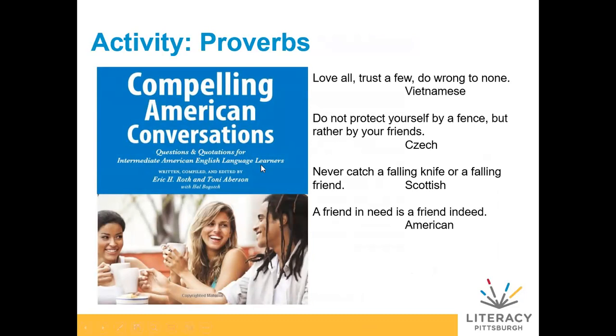Okay. Another activity is using proverbs. And again, on the theme of friendship, here are a range of attitudes toward friendship encapsulated in proverbs. And for our advanced students, this is a textbook we use, Compelling American Conversations, that among other activities draws heavily on proverbs as a way to discuss cultural attitudes and differences.